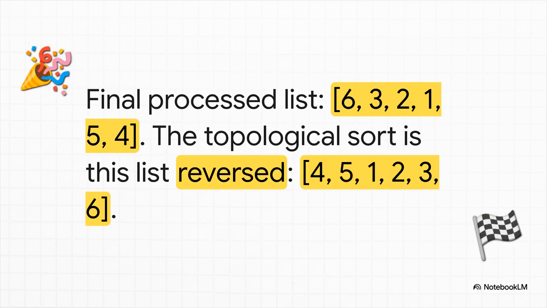Let's quickly trace an example. As our DFS finishes with each node, they get added to our list. Maybe node 6 is a dead end, so it finishes first, then 3, then 2, and so on. We end up with this processed list, 6, 3, 2, 1, 5, 4. But wait, what was step 5? We have to reverse it. And there you have it, 4, 5, 1, 2, 3, 6. A perfect, valid topological order.